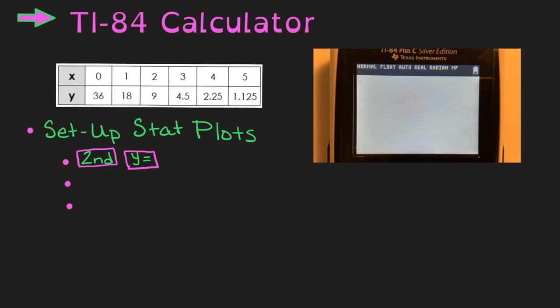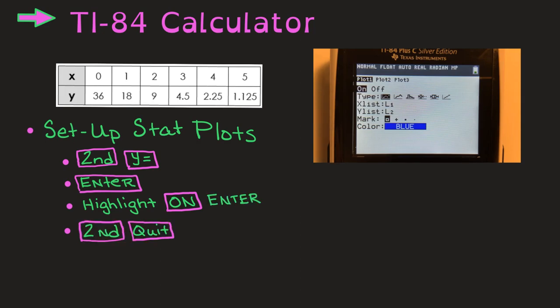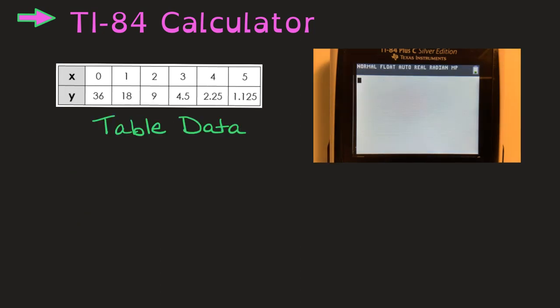So to do that, you're going to hit second, Y equals. That gives our stat plots. So you're going to hit enter, and then choose On, highlight On, and hit enter, then second quit. Let's get our data from this table that you see here into our calculator.